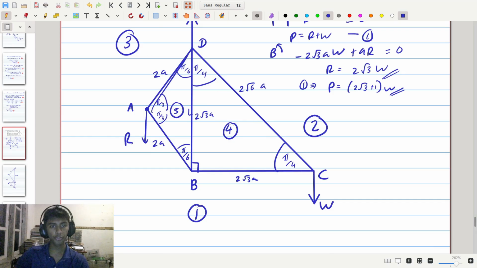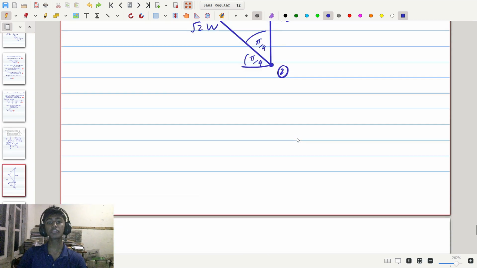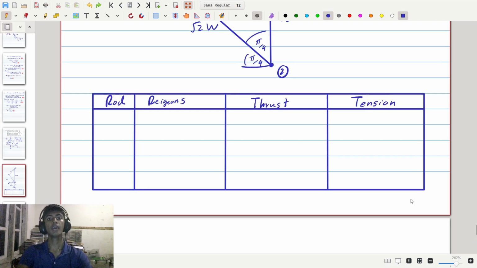So considering those rods, for AB rod, the regions corresponding are 1 and 5. For BC rod, the regions are 1 and 4. For AD rod, the regions are 3 and 5. For BD rod, the regions are 4 and 5. And for CD rod, the regions are 2 and 4. So if we go down, we can construct a little table that contains all this information, and we can quickly fill in all of that. So if I just do that real quick, and done.